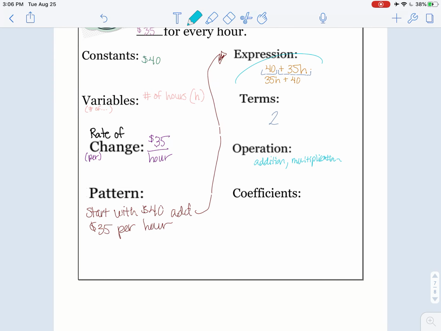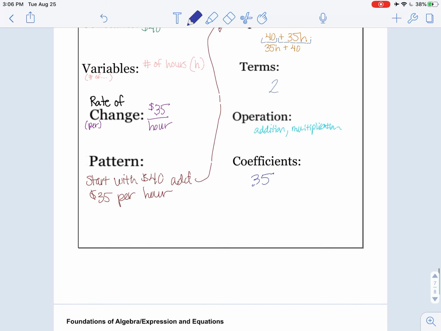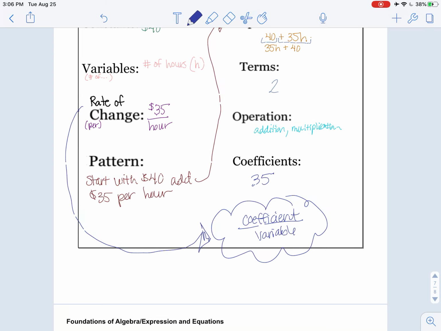And then my coefficient, look in our expression. What is the coefficient? The coefficient is the number being multiplied by the variable, the number in front of the variable. That's 35. Let me give you a hint, ladies and gentlemen: your rate of change is always made up of the coefficient over the variable, because it's $35 per hour, $35 per my number of hours. So that is always going to be our rate of change.